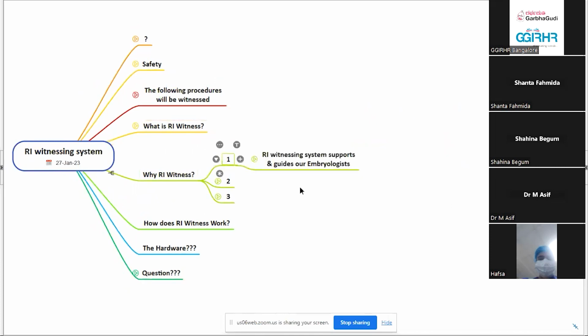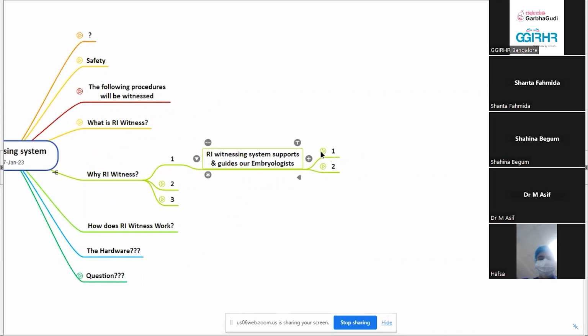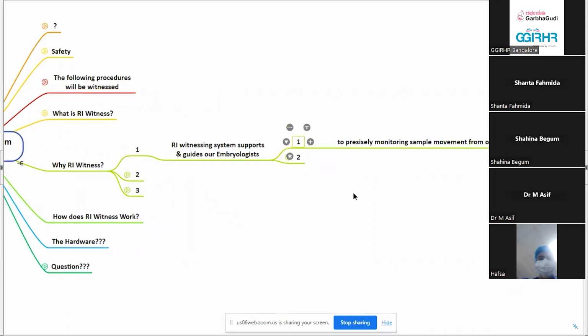One, the RI witnessing system supports and guides the embryologist. Very important, it supports and guides them. So the embryologist will be in safe hands and they won't get mixed up. Now, how will they be safe? I have listed it under two headings. One, it will precisely monitor the sample.